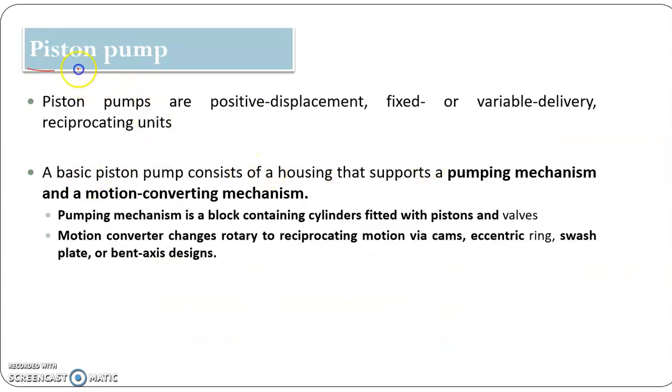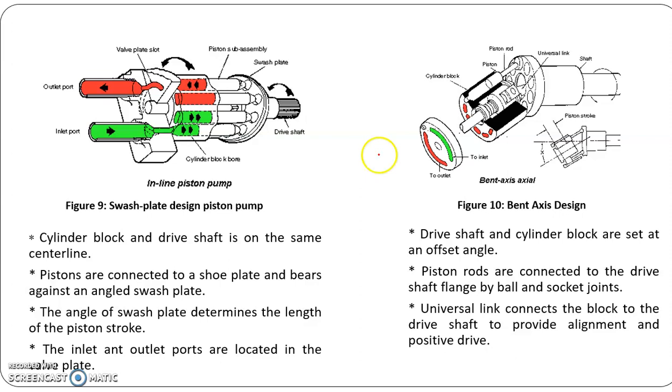Next we proceed to the piston pump. You can read it in the notes. There are two types of piston pump. First is the inline piston pump. The example is the swash plate design, and the other one is the bent axis design.